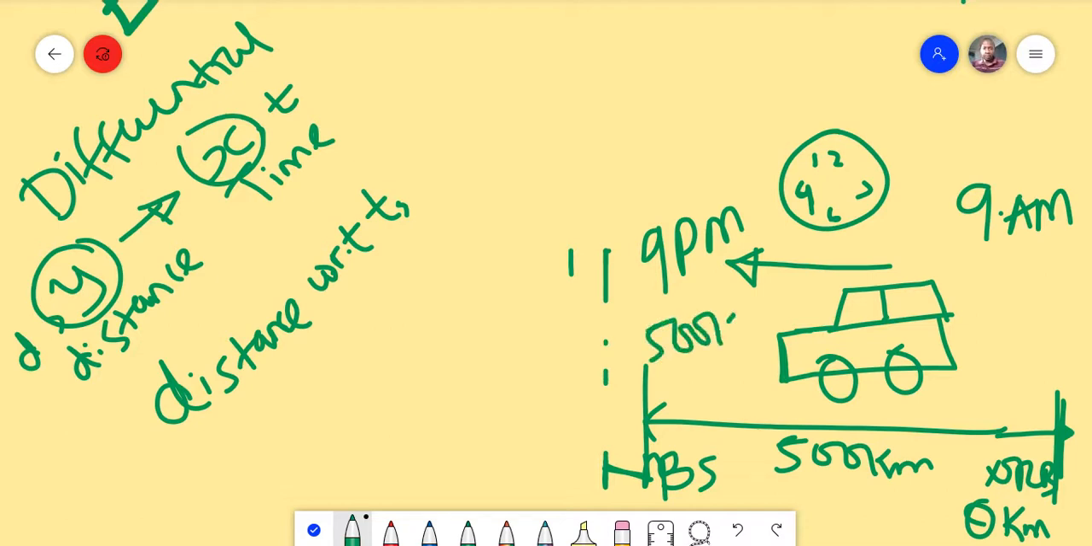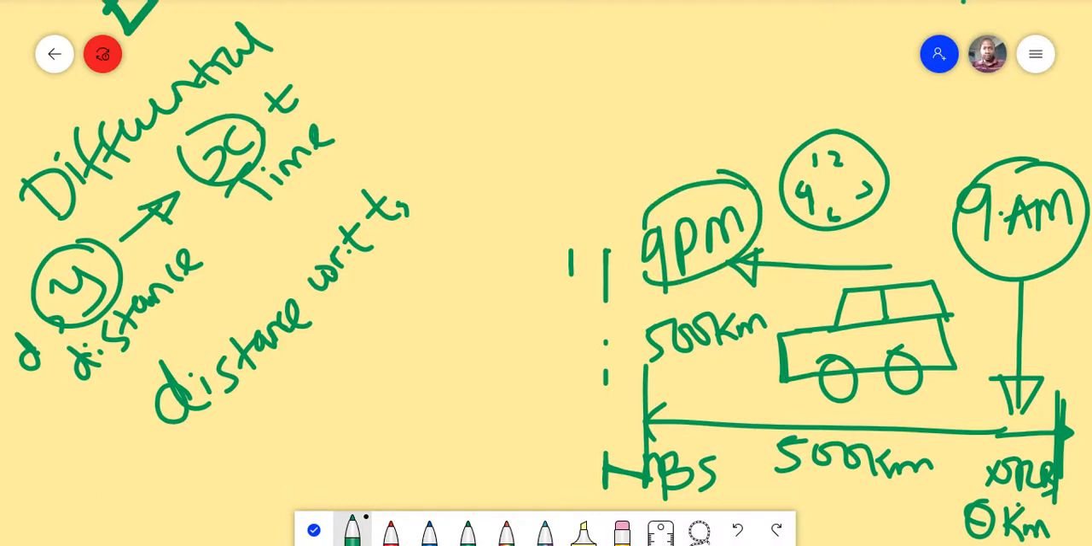So 0 kilometers at 9 a.m., and then you shall have finished 500 kilometers at 9 p.m. These 500 kilometers, this person has covered them in how many hours? In 12 hours. So as you can see, the distance is changing and the time is also changing, isn't it?